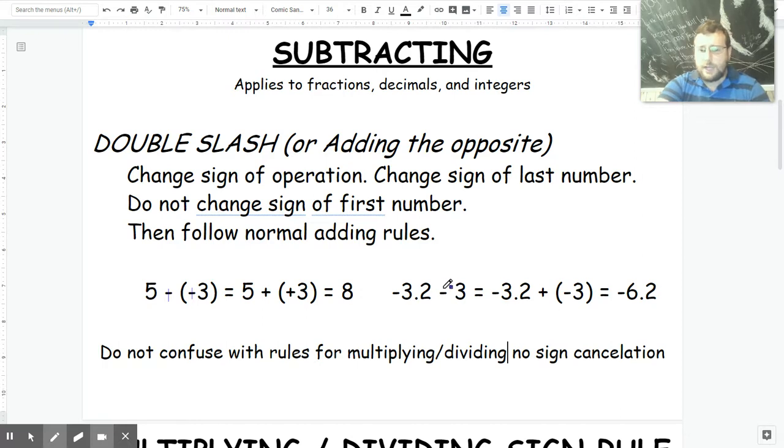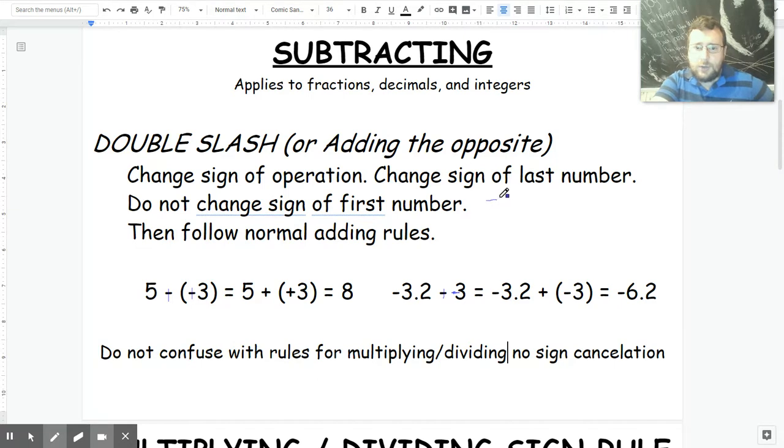So with the double slash rule, the way this would look is that you would slash here, not the first negative, but the subtraction sign, and then also change the sign of the number that comes after to negative, and then operate like we talked about. Let's do a couple more examples here to make sure this is actually really clear.